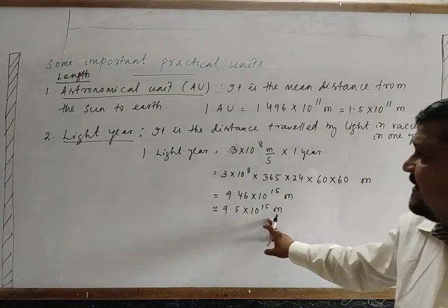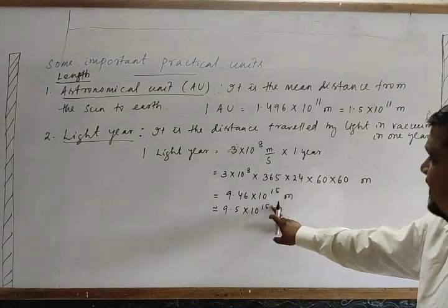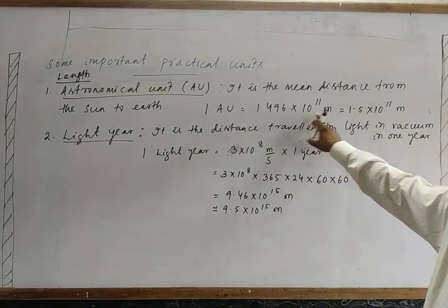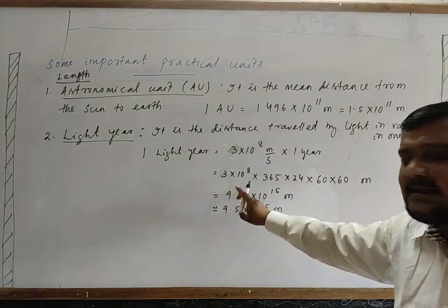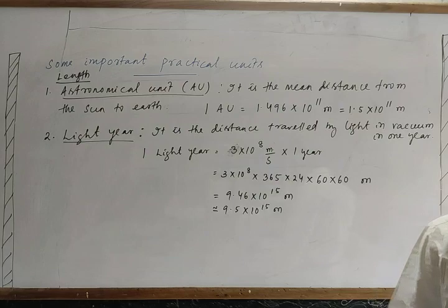Okay, so as you see here, the light year is of the order of 10 to the 15, and the astronomical unit is of the order of 10 to the 11. So which one is greater? The light year. This distance is larger than the astronomical unit.